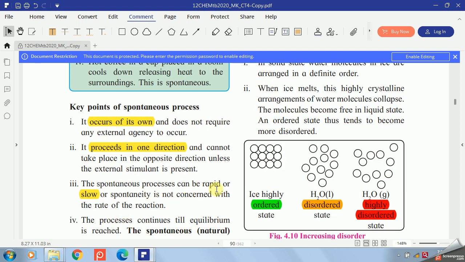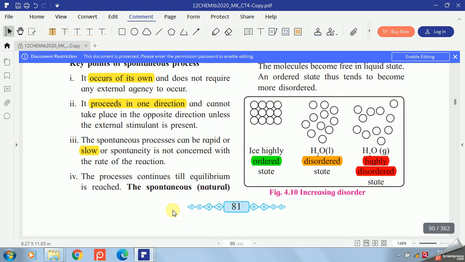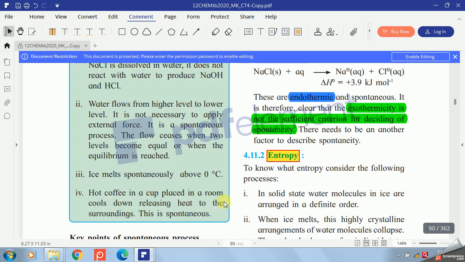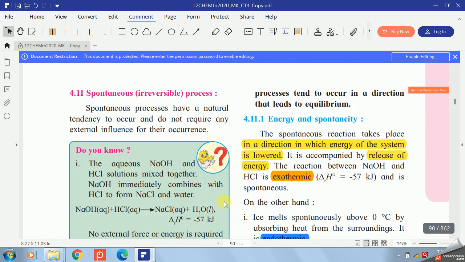Then it can be rapid or sometimes it may be slow. So spontaneity of that change is not concerned with the rate of reaction. It does not depend on the rate of reaction, and this process can be continued till equilibrium is achieved. So a spontaneous or natural process tends to occur in a direction that leads to equilibrium.